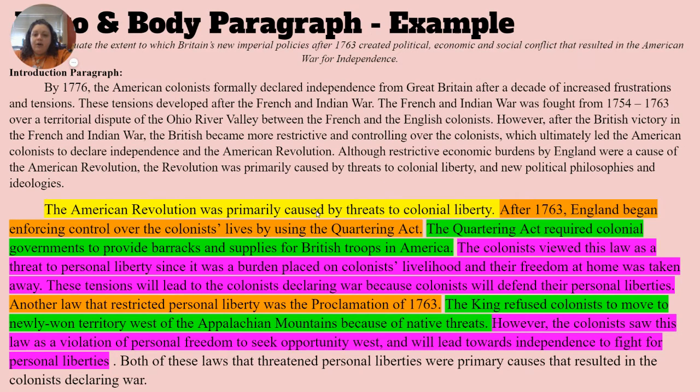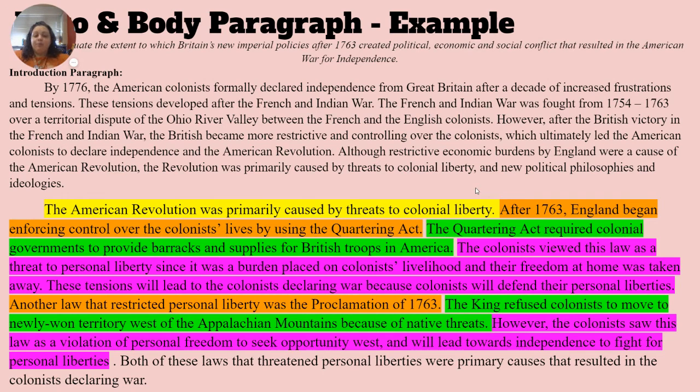So we have the cause, right? The American Revolution was primarily caused. That's your assertion. Your subpoint is threats to colonial liberty. So now we need to assert a CLT, basically saying a CLT caused these threats, right? Caused the American Revolution. After 1763, England began enforcing control over the colonists' lives by using the Quartering Act.